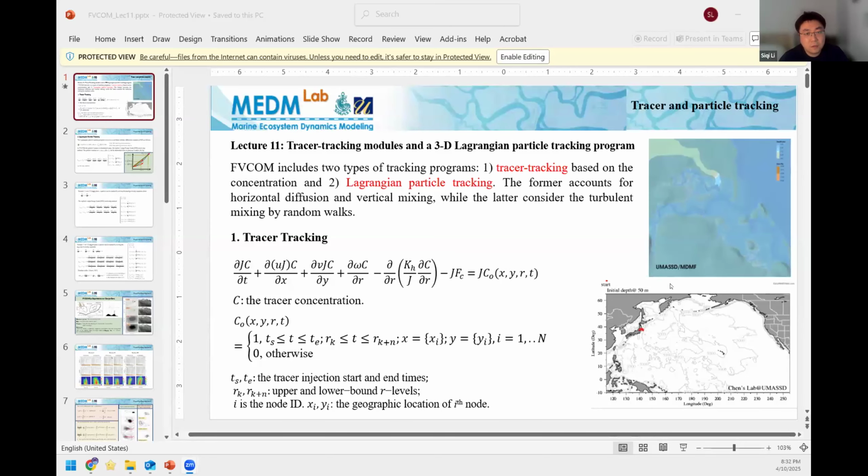Welcome to this discussion. This is our eighth weekly discussion, and this week we will discuss lecture 11. The topic is tracer tracking models and the Lagrangian particle tracking module. As we did before, if you have any questions, you may read them out here. So this is what we are talking about: tracer tracking and Lagrangian particle tracking. Any questions?